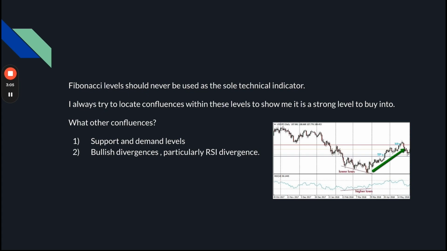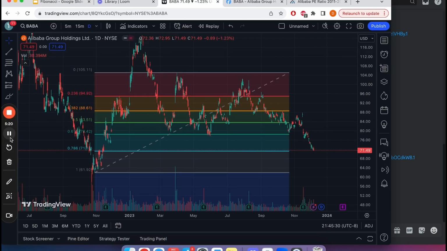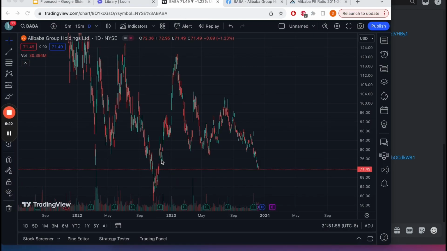So next, we'll be going into how to use these Fibonacci levels. Here I've pulled up Alibaba stock. We've done the research on Alibaba. It showed it's a great fundamental company. Now I want to do a little fundamental technical analysis, and we're going to use Fibonacci levels to see if there's any way we can find an entry.